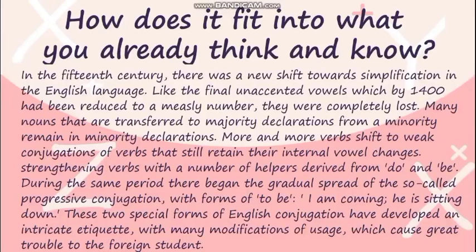More and more verbs shift to weak conjugations, while verbs that still retain their internal vowel changes are strengthened with a number of helpers derived from do and be. During the same period, there began a gradual spread of the so-called progressive conjugation with forms of to be: I am coming, he is sitting down. These two special forms of English conjugation have developed an intricate etiquette, with many modifications of usage which cause great trouble to foreign students.